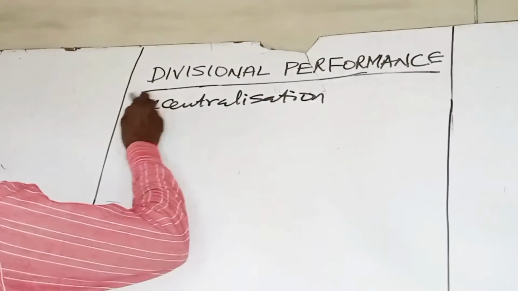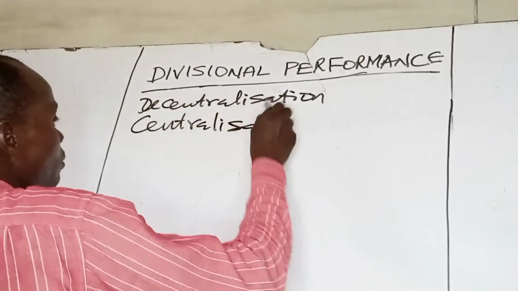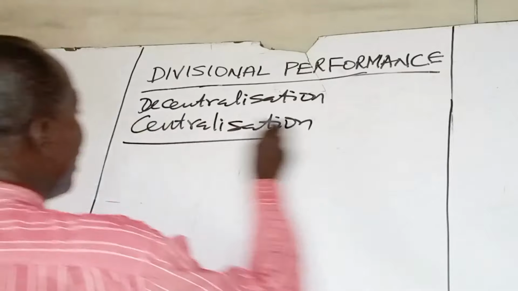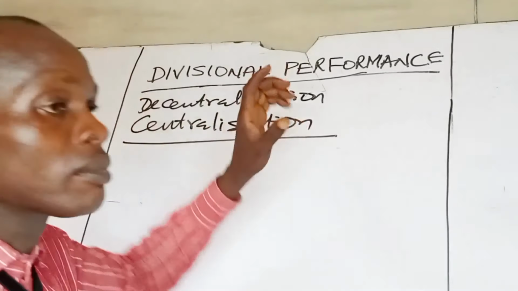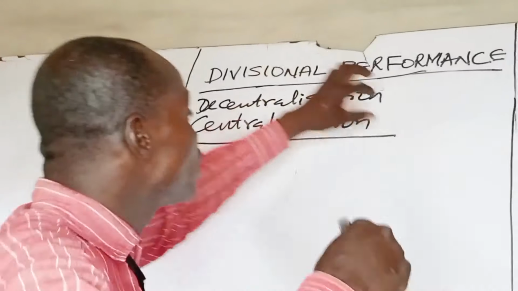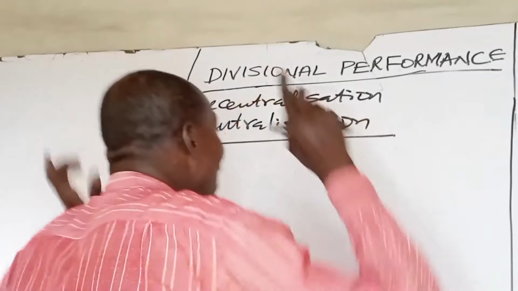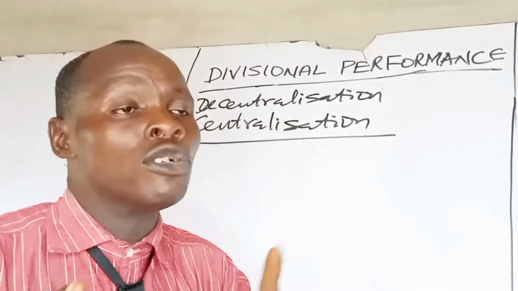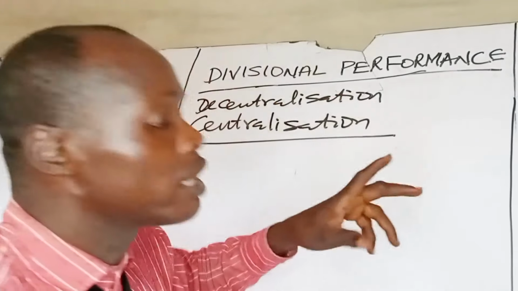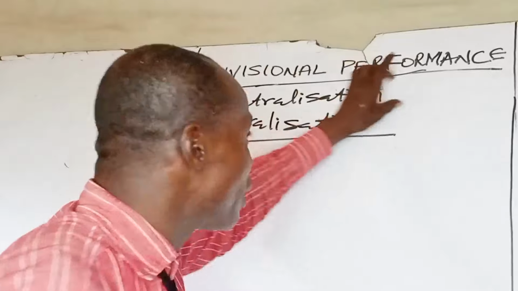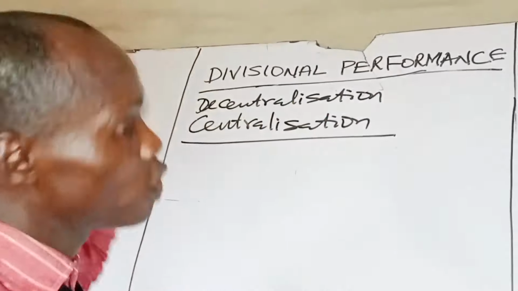What is centralization? Centralization is a divisionalized structure where the authority for decision making rests on the top level management only. The authority is in the hands of the top level manager. But where such authority is delegated to the lower level management, that is decentralization or decentralized structure.